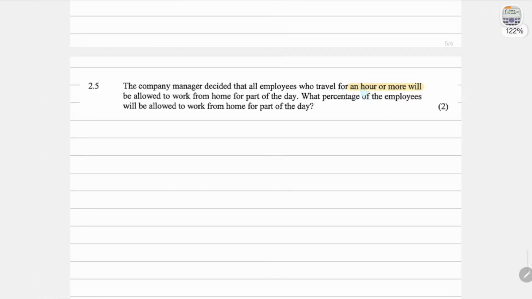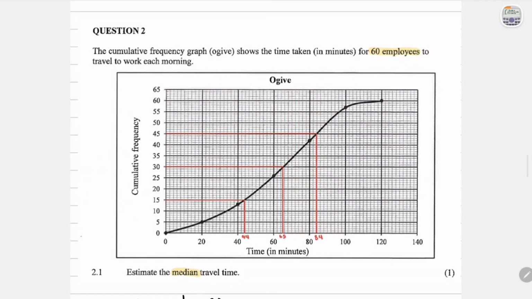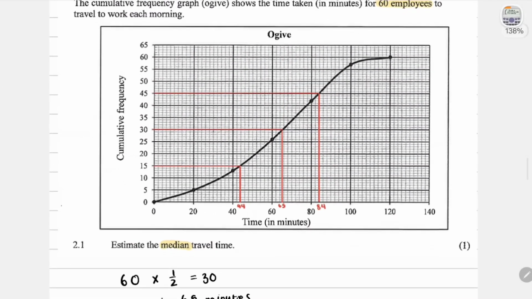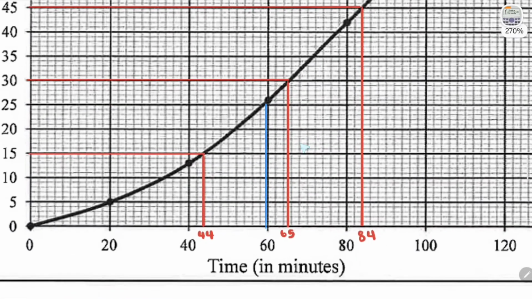Okay, so we are looking for employees who work for 1 hour or more, and then we're going to find out the percentage that they make up. As you can see, this is in minutes. So we're going to look for 60 minutes and more than 60. So at 60 minutes, do you see the amount that we get? It seems like they really pointed it out. So it's this over here.